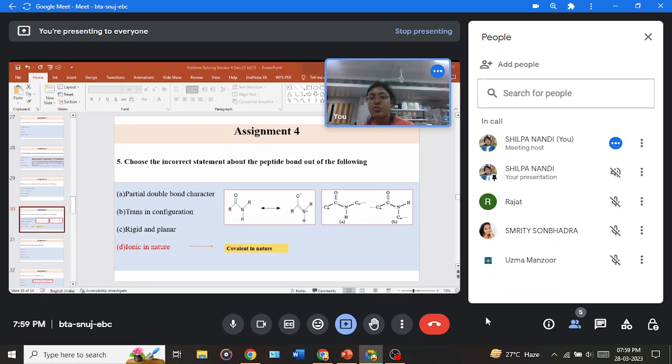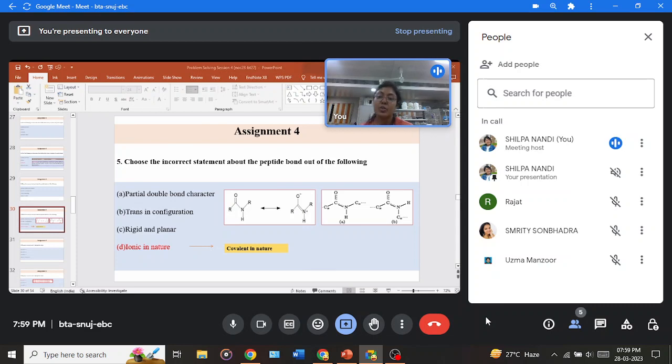So we had to choose the incorrect statement. Basically, it has a partial double bond character and it is also rigid and planar. However, it has a covalent bonding. It is not ionic in nature. It is rather a covalent bond. So this peptide bond is a covalent bond. You should remember that it is covalent in nature.